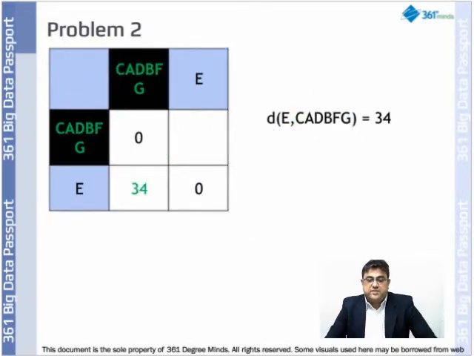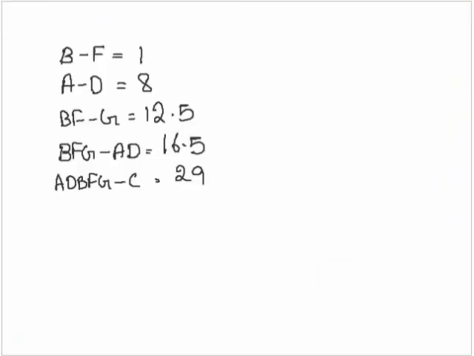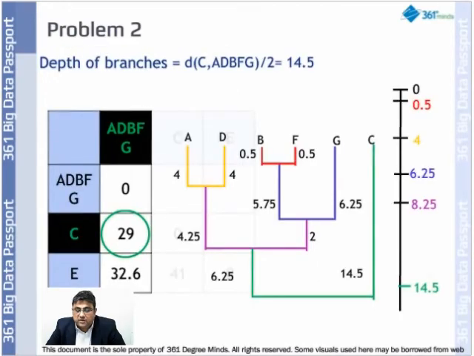So this is a 2 by 2 matrix we've restricted to, is 34. So we had a gap of 29. Let's see how the tree looks like. 29 by 2 is 14.5. So on the right you have the C line, which is 14.5, yes, and on the left you have a 6.25 because you already have a 4.25 and a 4. So 4 plus 4.25 plus 6.25 is equal to 14.5 on the right.